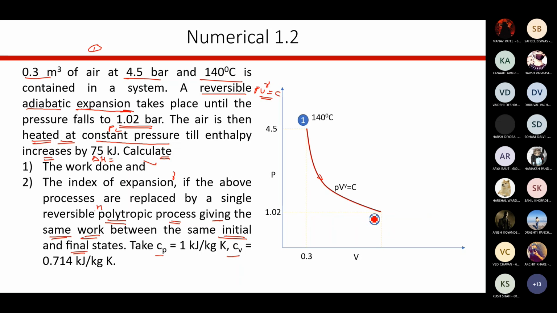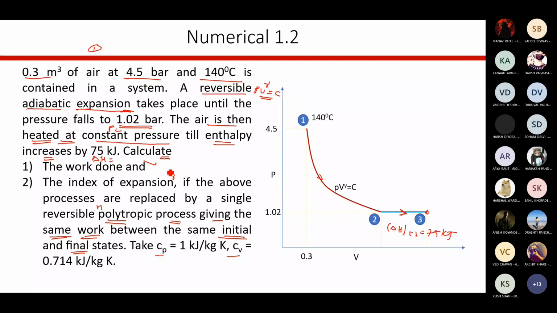Now second is, I have one more process here. The air is then heated at constant pressure. So when it is heated at constant pressure, I should go in right hand side direction. So I am going in right hand side direction. And this is constant pressure process, right? So this is my state point 3 now, right? Constant pressure process is 2 to 3. And what is happening in this process is there is increase in enthalpy of my system. So this delta H, right? Delta H for process 2 to 3 is 75 kilojoule. That is what they have given, right?